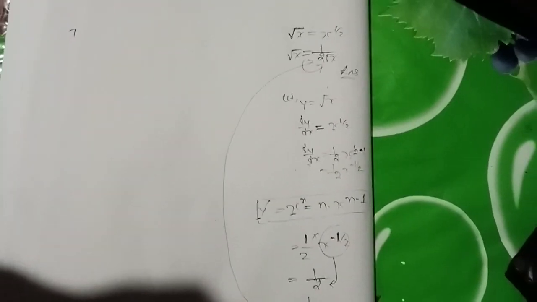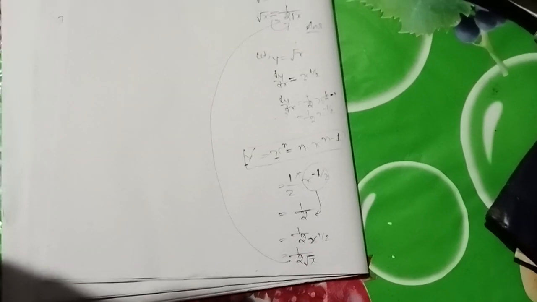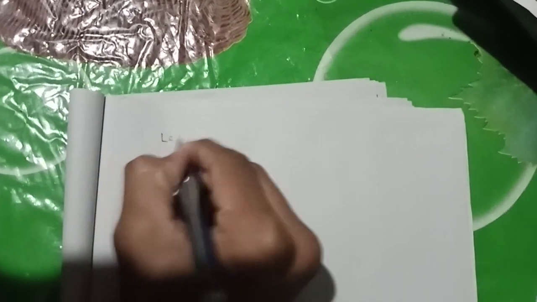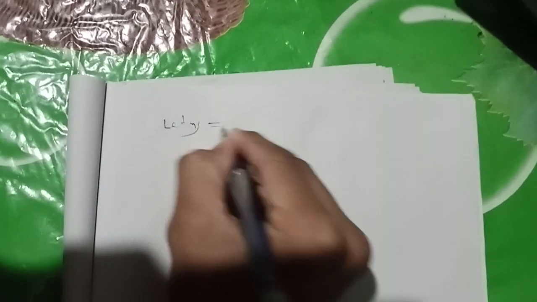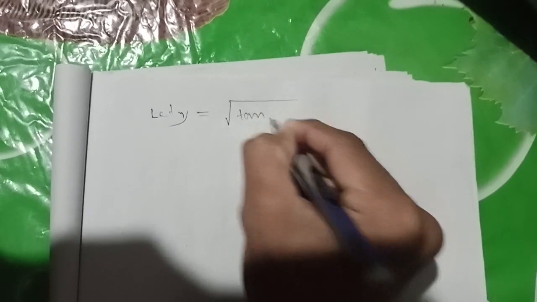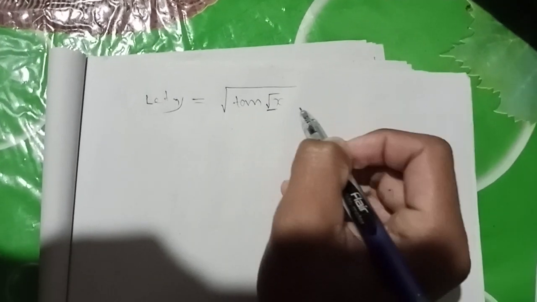So my dear friends, this is the concept which I am going to apply. You need to understand it. Let y is equal to under root over tan x. This is the angle.